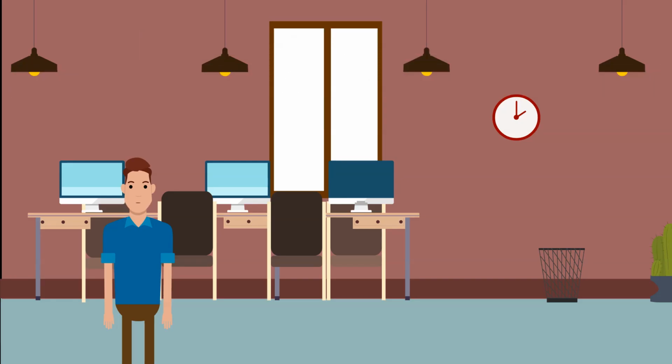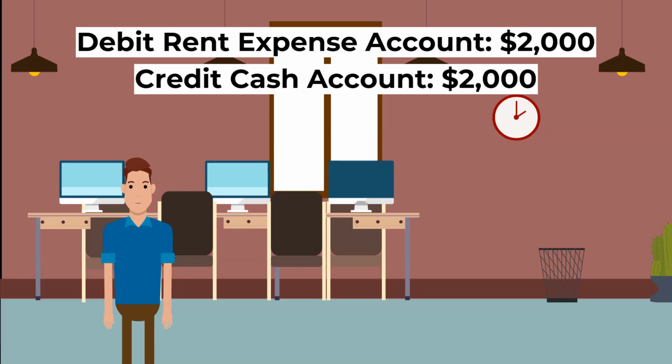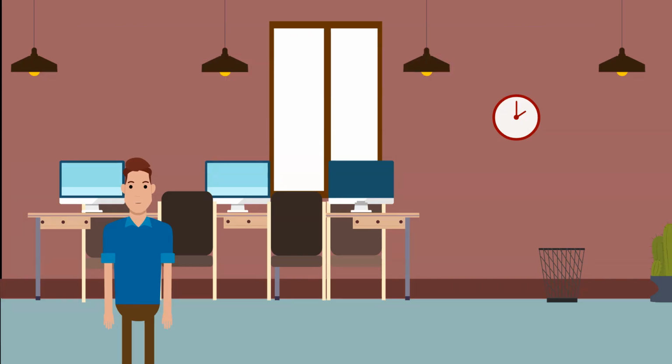Let's look at an example. A business pays $2,000 for rent. Firstly, debit rent expense account by $2,000. Then, credit the cash account by $2,000. This entry reflects the reduction in assets and the increase in expenses.